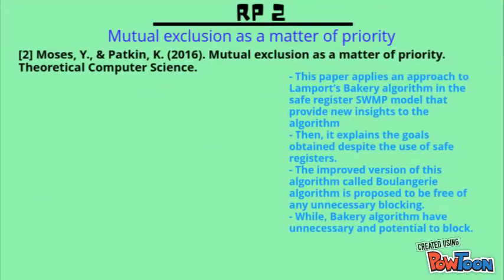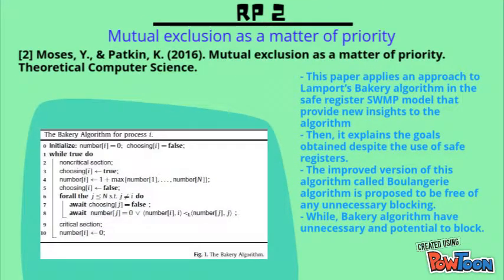The second paper applies an approach to Lamport's bakery algorithm in the safe register SWMR model. It explains the goals obtained despite the use of safe registers. An improved version of this algorithm, called the Blanguery algorithm, is proposed to be free of any unnecessary blocking.